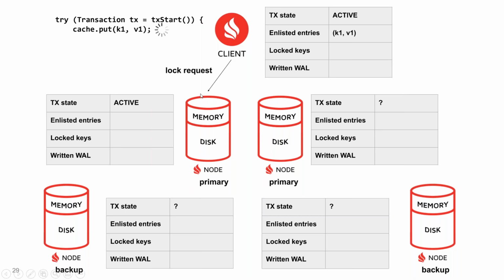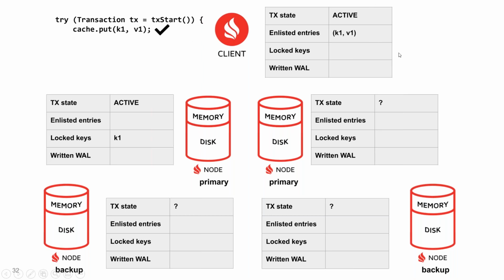So we go to the corresponding primary with lock request. Primary knows about the transaction from this point. It turns to the active state, and after the lock is successful, primary responds to the client with lock response, and after key is successfully locked, this operation is unblocked. So before lock response, client thread was hanging on this call, and after we have received lock response, it's unblocked.